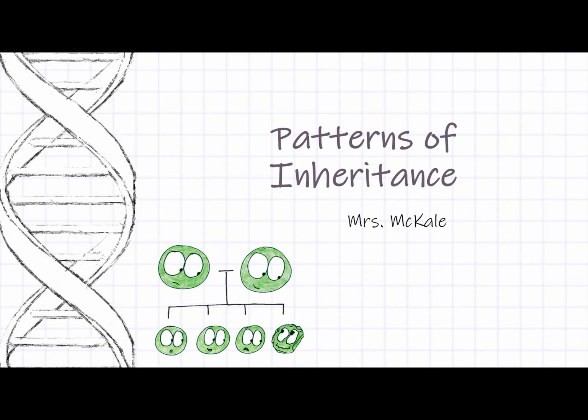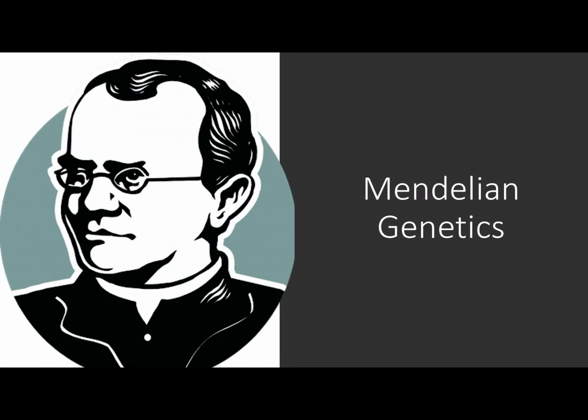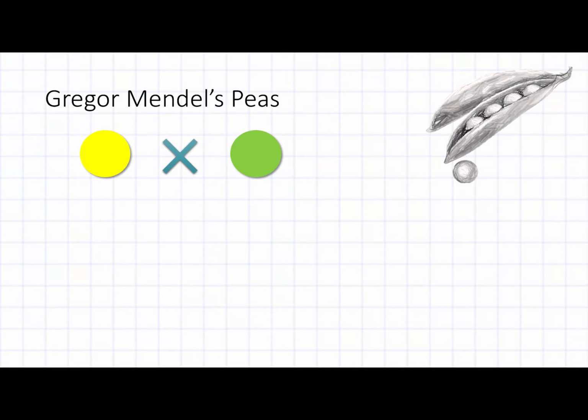Patterns of inheritance. I think before I said that DNA was my favorite, but I lied, because it's actually patterns of inheritance. So in order to talk about patterns of inheritance, we cannot talk about this without mentioning Gregor Mendel and Mendelian genetics. Gregor Mendel was a monk who bred peas and discovered a lot of the information about how traits are passed from parents to offspring.